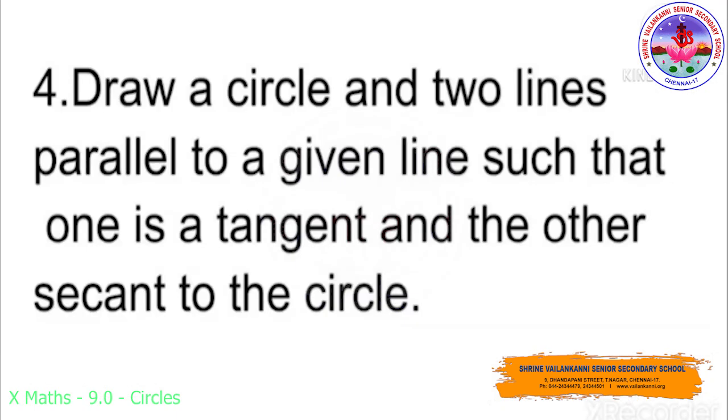Fourth question, draw a circle and two lines parallel to a given line such that one is a tangent and the other is a secant to the circle. So we are going to draw the figure. I have drawn a circle and I have drawn a line AB. So I want to draw two lines, one is a tangent, other is a secant, where both tangent and secant are parallel to the given line.